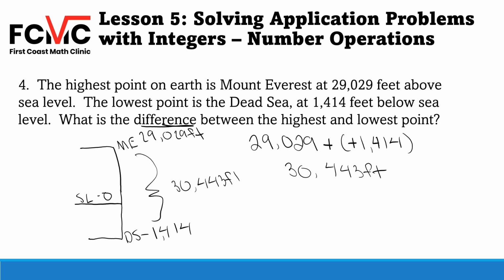Right? So our total difference here is 30,443 feet. Okay? So those are just a couple examples representing some application problems using integers and then using some of the rules that we know to solve problems with integers to solve these problems.